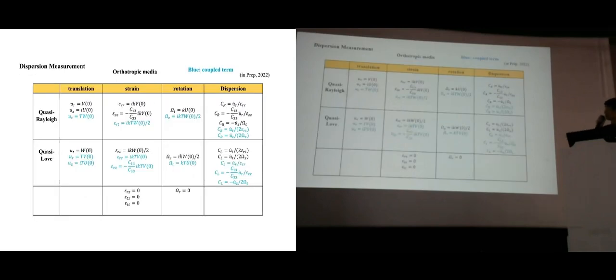So, comparing the polarization of translation, strain, and rotation, we can obtain the dispersion formulas. The blue terms come from the coupling term, which means that in the anisotropic medium, the quasi-Rayleigh wave and the quasi-Love wave will be coupled. So we have to consider the effect of the coupling term.